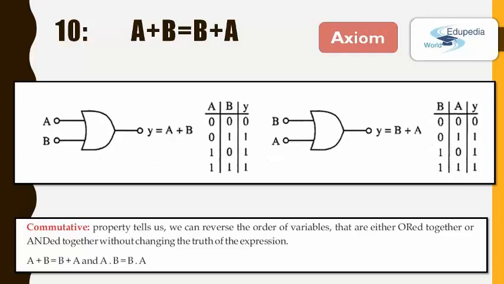Now if you check the truth table of those 2, you can see at the output both of them got 0, 1, 1, 1. So we call this law commutative law. It tells us we can reverse the order of variables that are either ORed together or ANDed together without changing the truth of the expression.